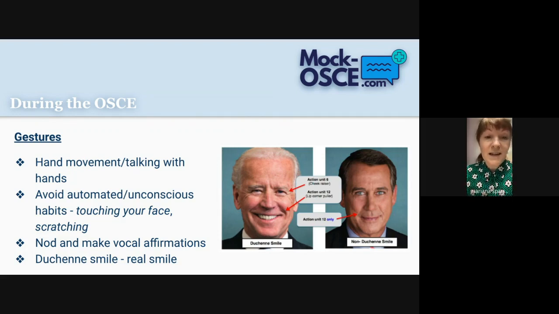Then lastly, part of gestures is your facial expression, so your smile. And a lot of research has been done, and they've come to a type of smile called the Duchenne smile. And this is dubbed a real smile. So something that is sincere. It creates a sense of care and comfort towards your patient. And sometimes we don't want to come across with a false, artificial, maybe even scary smile towards our patient, like a Cheshire cat.